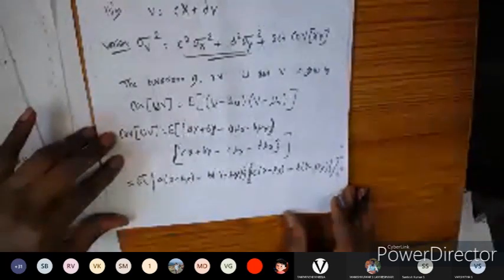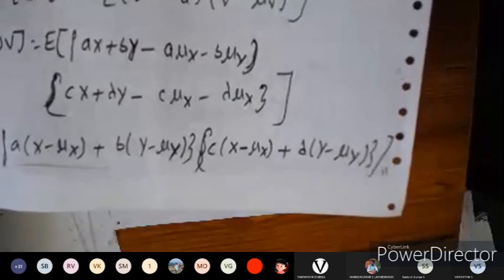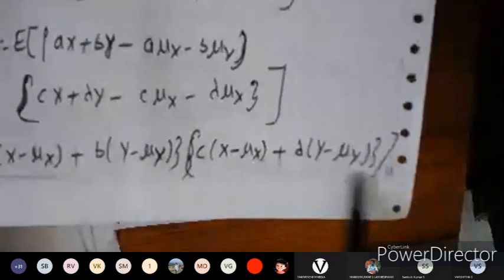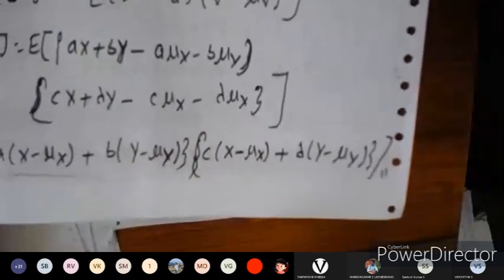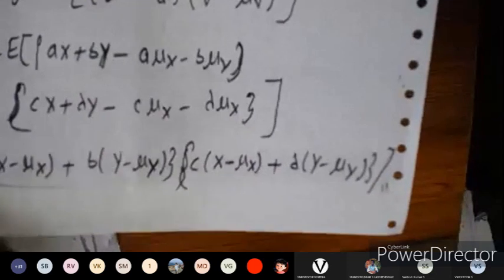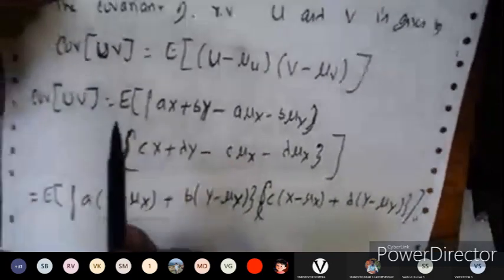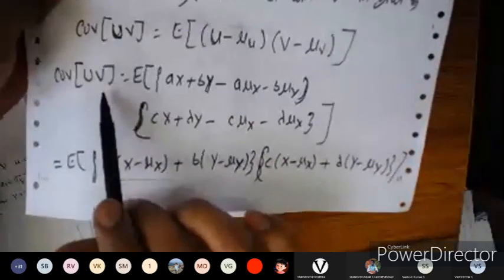So we have a into x minus μx plus b into y minus μy. This is one group here, and c into x minus μx plus d into y minus μy. This is the other group here. So here we have the expectation of this times this. Since the random variables u and v are not independent, if they were independent random variables, we could have written this as the expectation of this into the expectation of this. But since u and v are not independent random variables, we can't write it like this here.